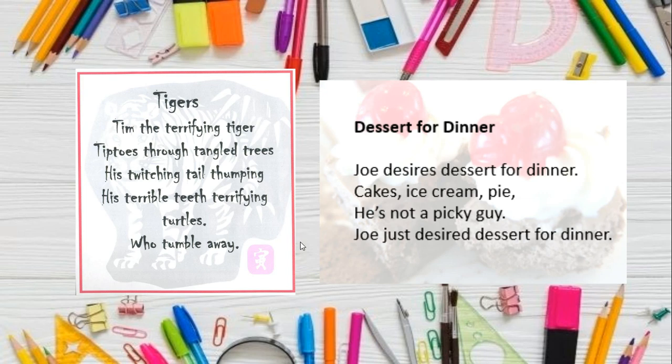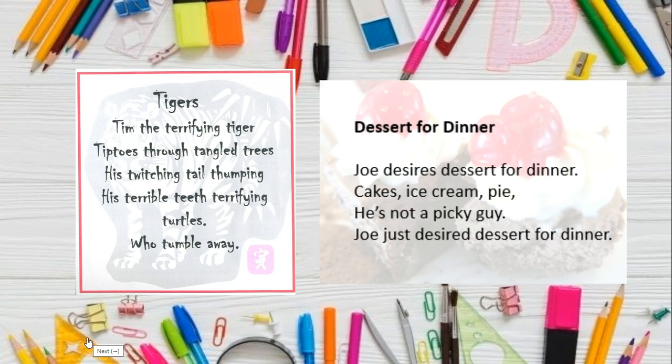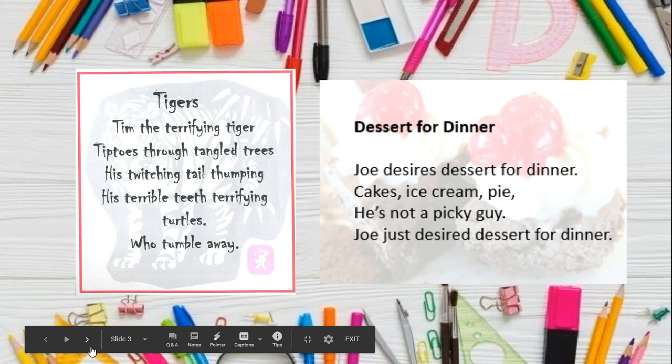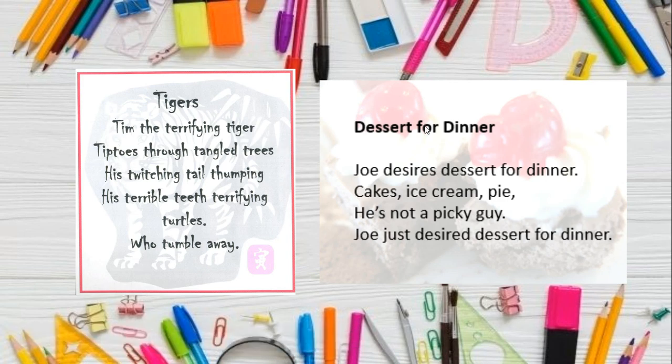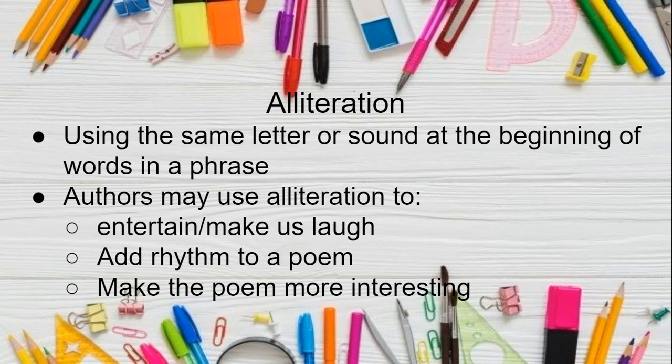Pause now and think about what you notice in these two poems. Each of these poems have sounds or letters that repeat at the beginning of words. In Tigers, the sound t keeps repeating, and in Dessert for Dinner, the sound d keeps repeating. This element of poetry is called alliteration. Alliteration is when authors use the same letter or sound at the beginning of words in a phrase.